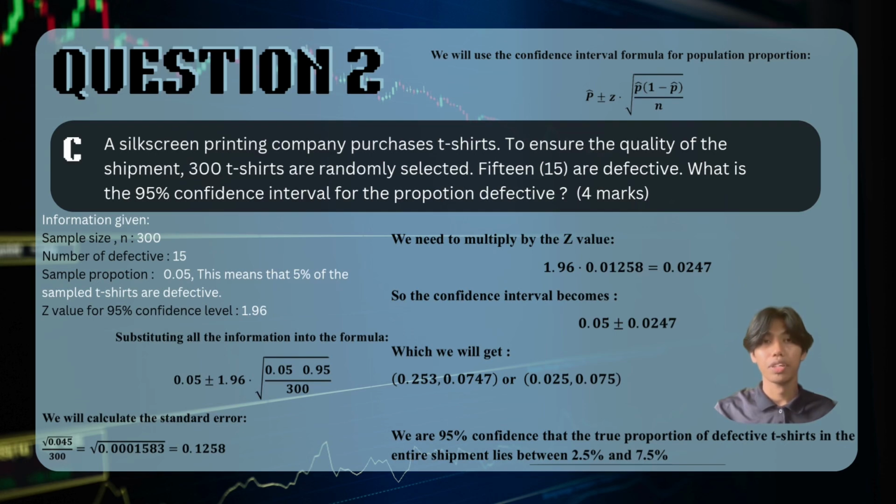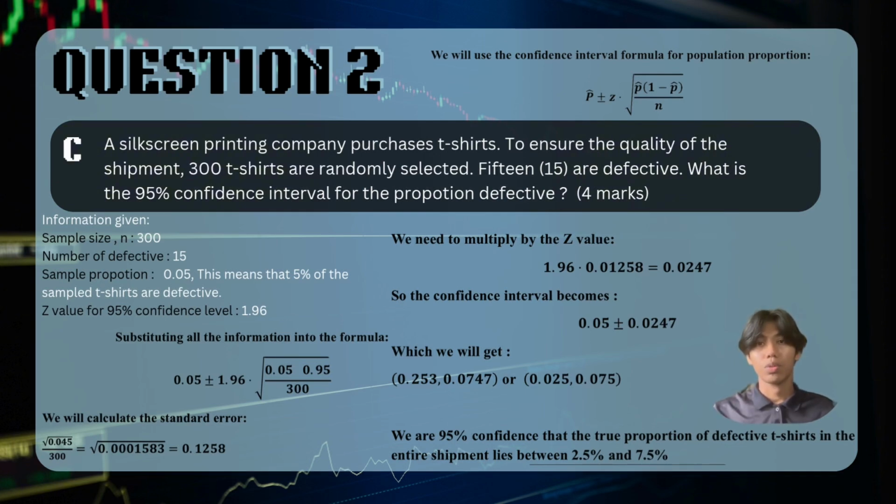Step 1 is identify the sample proportion, which is to find the sample proportion of defective t-shirts. We use the formula p equal to x over n, where x is the number of defective t-shirts, which is 15, and n is the sample size, which is 300. So p equal to 15 over 300, so we will get the answer 0.05. This means that 5% of the sample t-shirts are defective.